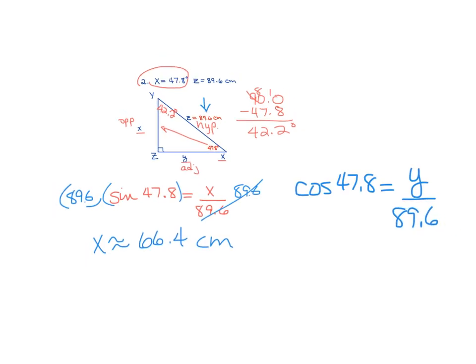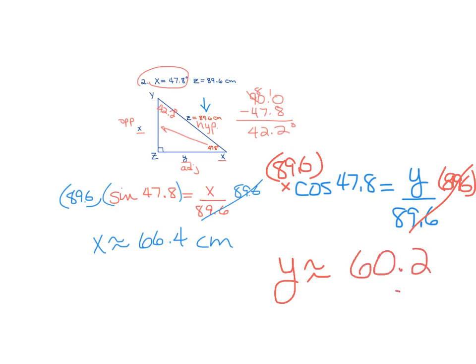And here, to solve, multiply both sides by this 89.6. So I'm going to do 89.6 times cosine of 47.8. And y is approximately equal to 60.2 centimeters. And again, I used my given information in both of my trig functions. I could have used what I found for x, but again, it was an approximate value. I rounded it. So this is why I resort back to my given. These are exact.